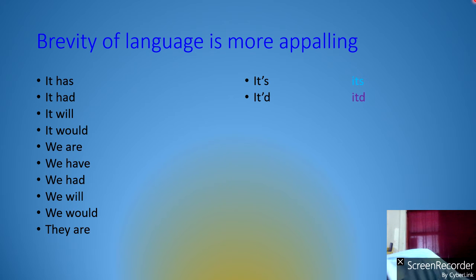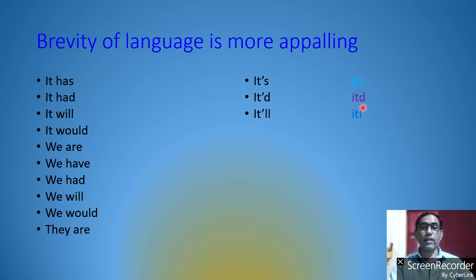Next one, it had: it apostrophe d, pronounced as it'd. Understand? It's somewhat difficult for Indian speakers to pronounce, unlike native speakers of English. Next, it will, it'll. You have to pronounce it simply as it'll. Don't say it will. Next, it would, pronounced as it'd.